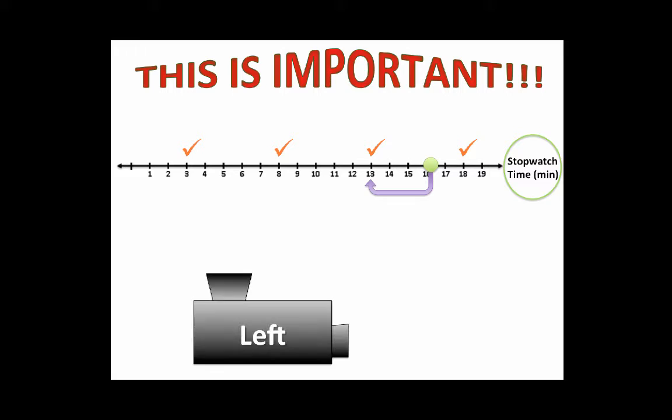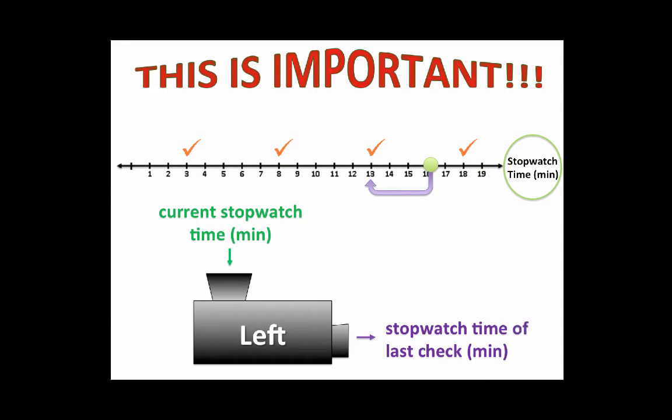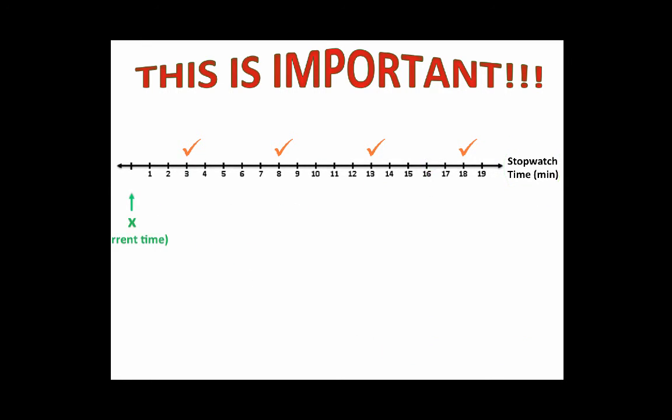The independent value for left is current stopwatch time, and the dependent value is stopwatch time when Bob last checked the velocity. So as the independent value x increases, the dependent value left of x always returns the time of Bob's last check. Pause and replay part 1 until how left of x works is very clear to you.